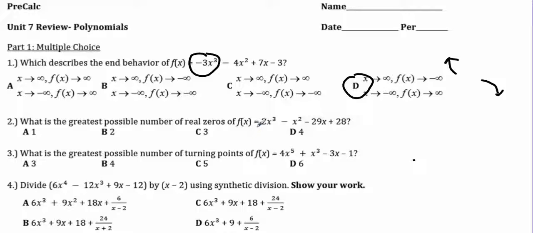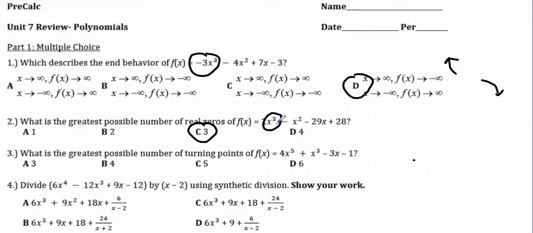Number 2, what is the greatest number of real zeros of the function? When we look at the number of real zeros, we look at the highest exponent. Okay, my highest exponent is 3, so that means that the greatest possible number of real zeros is also 3.